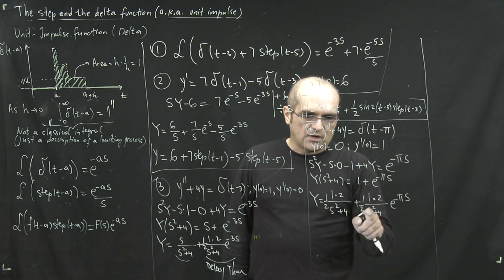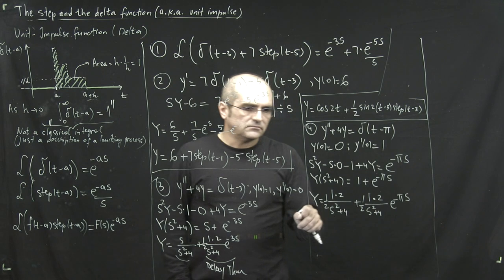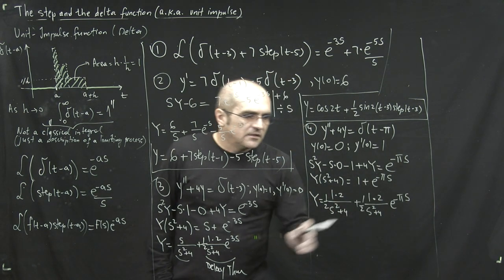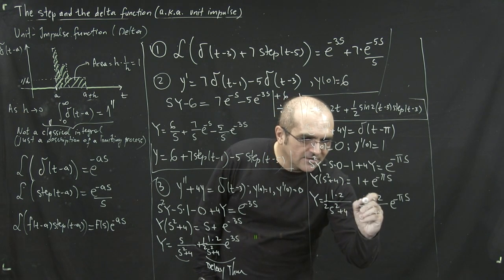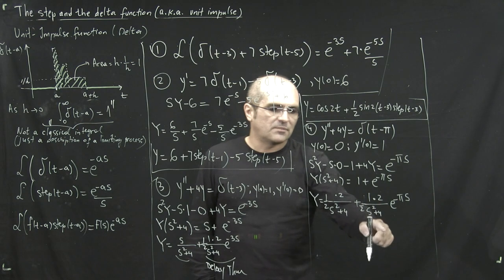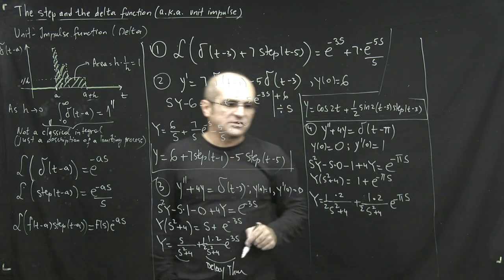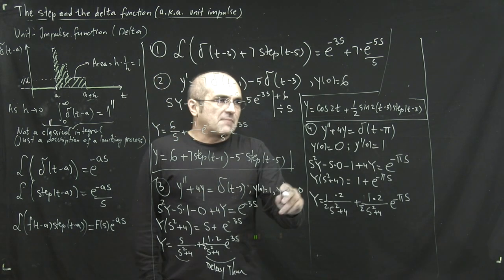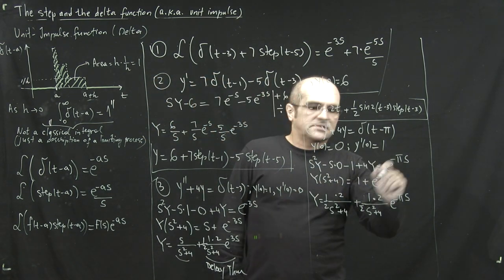So, times 2 over 2. Let's put it like that. It was 1 over s squared plus 4 times 2 over 2. I put another 1 over 2 and it looks like that. So inverse Laplace, right? Let's write it here.